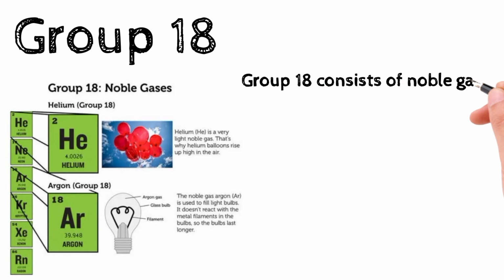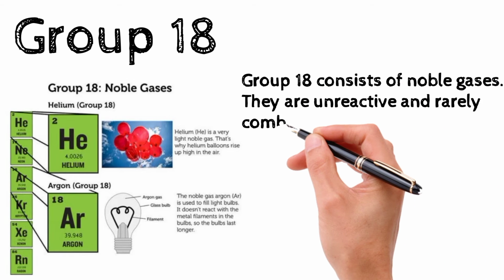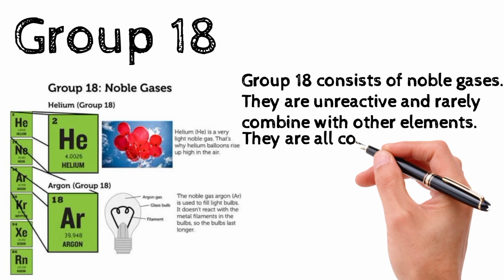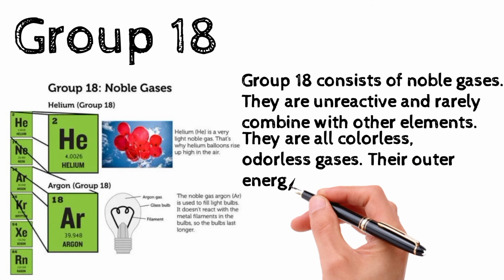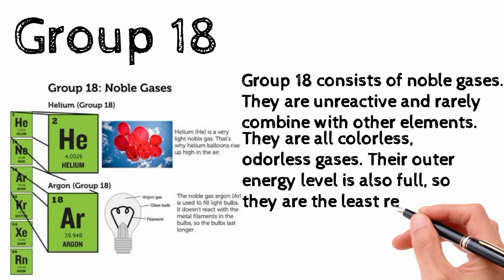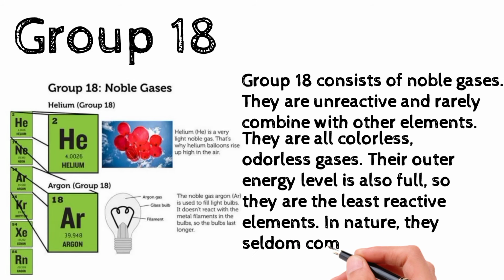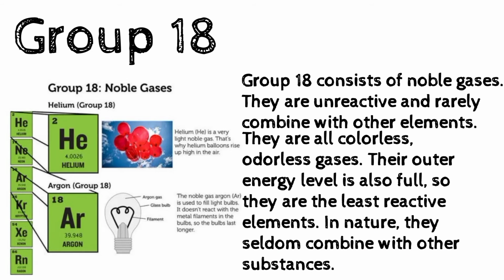Group 18 consists of noble gases. They are unreactive and rarely combine with other elements. They are all colorless, odorless gases. Their outer energy level is also full, so they are the least reactive elements. In nature, they seldom combine with other substances.